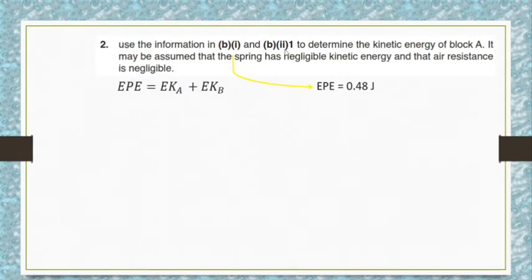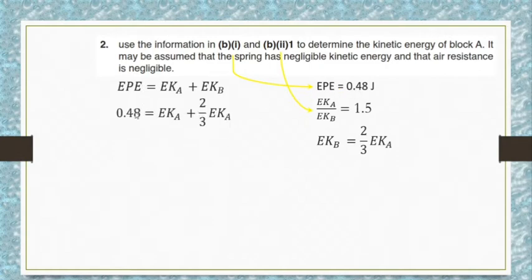From BII1, we have calculated that the kinetic energy of A divided by the kinetic energy of B is 1.5. So the kinetic energy of B is 2/3 of the kinetic energy of A. So in this equation, the conservation of energy, the elastic potential energy is gained from the kinetic energy of both objects, and then I can substitute using this number, 0.48.